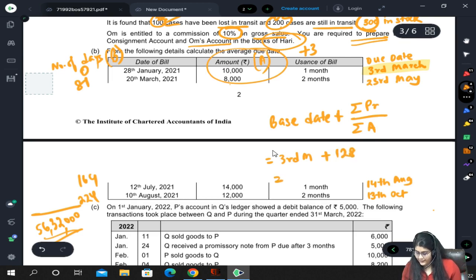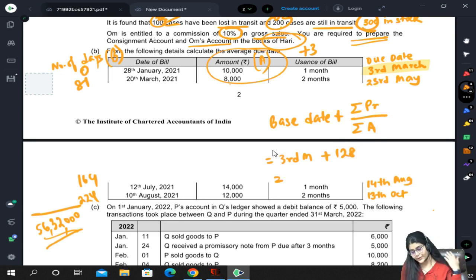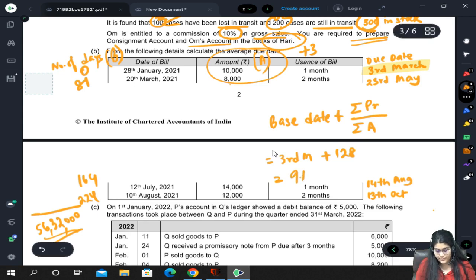So that will give us, first, let's take away 27. That will finish March. Then after that, we have to complete April. April has another 30 days. After that, May, again fully it will go. June will also fully go. Then we have 9 remaining. So this will bring us to 9th July. That is our average due date. Okay.